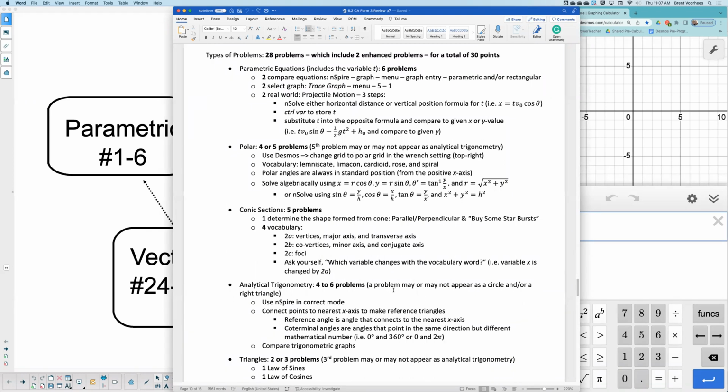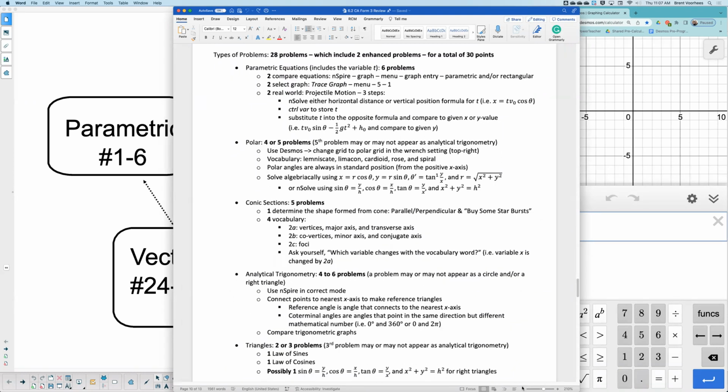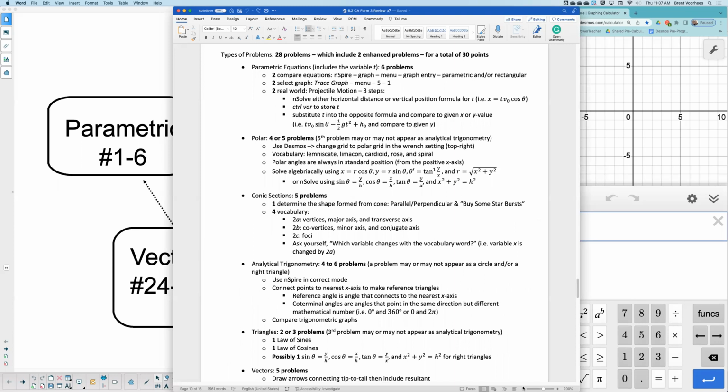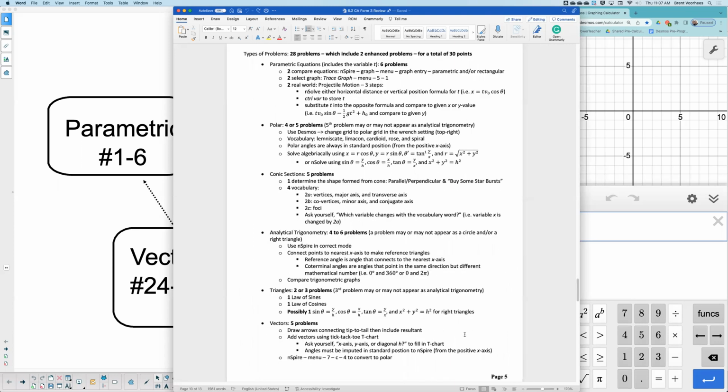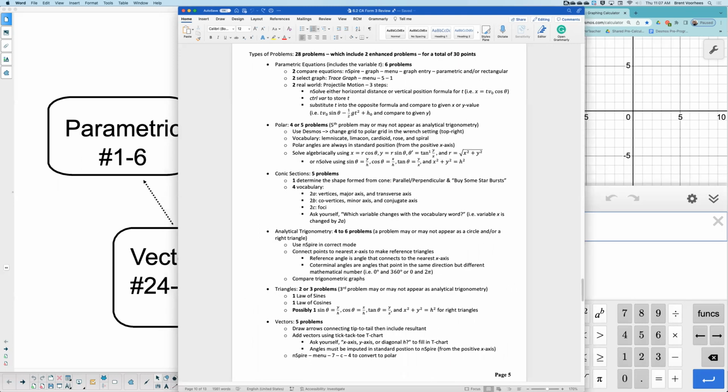I can't quite see the whole thing. Let me minimize this a little bit more so you can see everything. Yeah, you can use this for a moment.